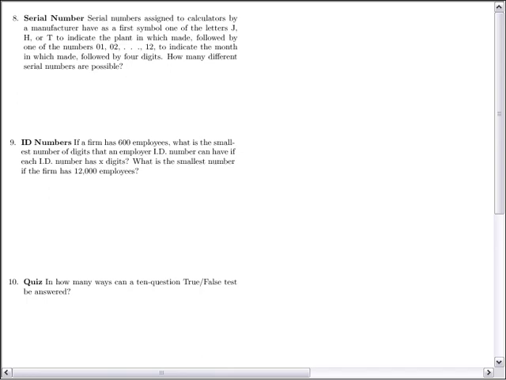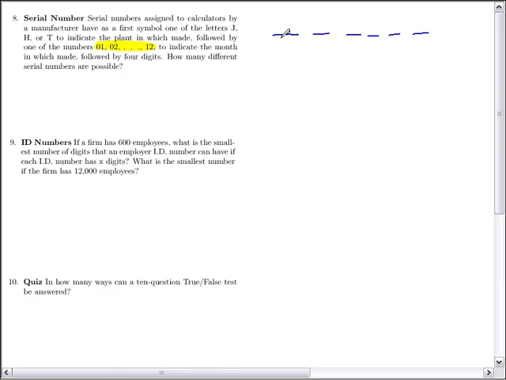Serial numbers assigned to calculators by the manufacturer have a first symbol, one of the letters J, H, or T, to indicate the plant from which it's made, followed by one of the numbers 01, 02, all the way to 12 to indicate the month in which it's made, followed by 4 digits. Now the most common mistake on this is for the 01 through 12, in other words the month, look at that as a single unit. If you try to break that up into 2 blanks, this problem gets really hard.